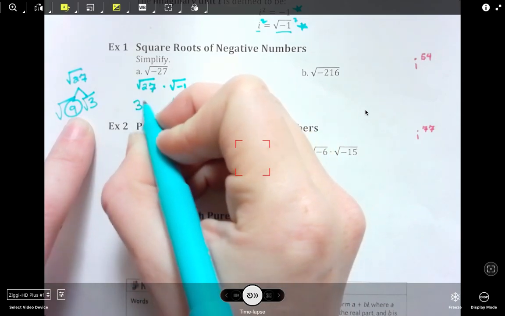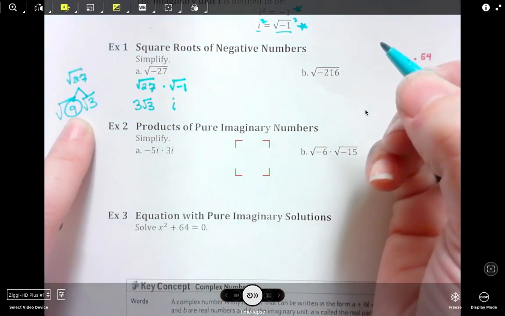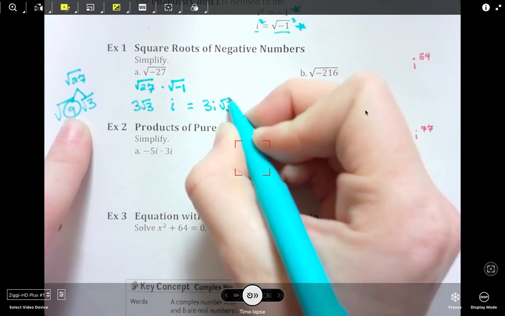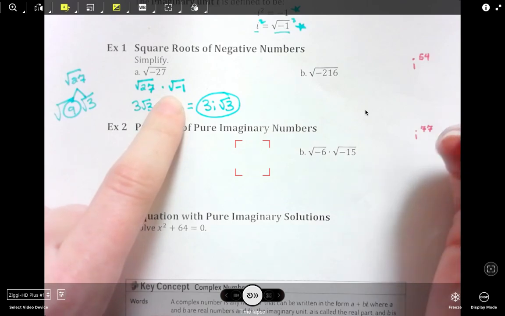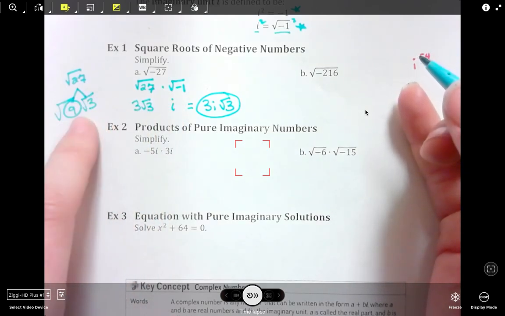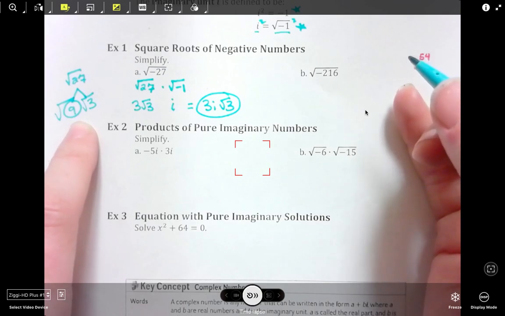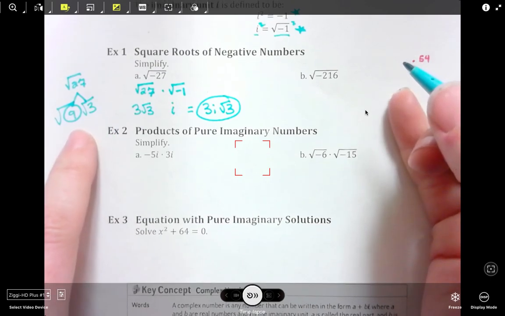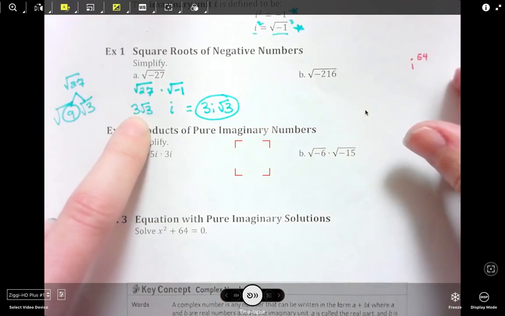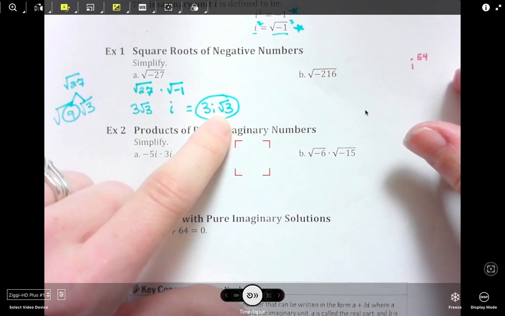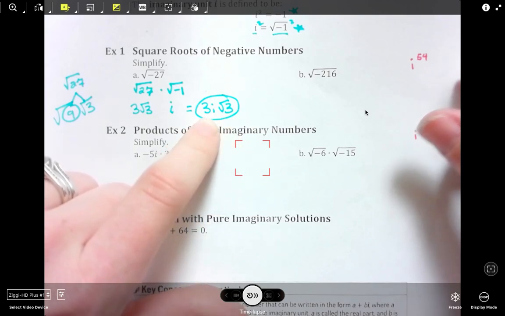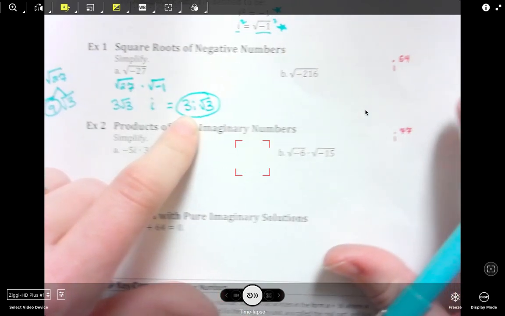So that is 3 square roots of 3 times i, or some people write that as 3i times the square root of 3. That's the way it will break down. So the square root of -1 becomes i, and the square root of 27 we break down, and I think we've done it something like this before, where you have 9 and 3. 9 is the number that goes outside the radical because you can take the perfect square root of 9, and that's 3 square roots of 3. The i I usually write in the front instead of at the back, but it's not incorrect if you do it a different way.